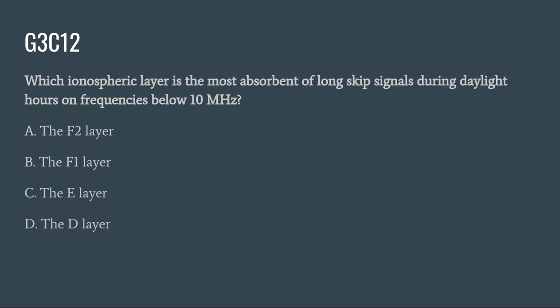G3C12. Which ionospheric layer is the most absorbent of long skip signals during daylight hours on frequencies below 10 MHz? A. The F2 layer. B. The F1 layer. C. The E layer. Or D. The D layer. Correct answer is D. The D layer.